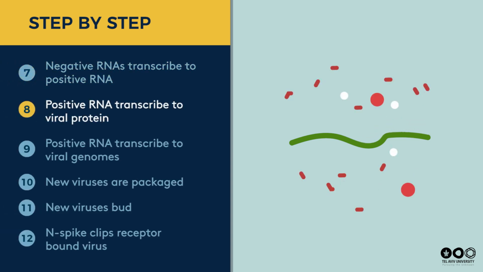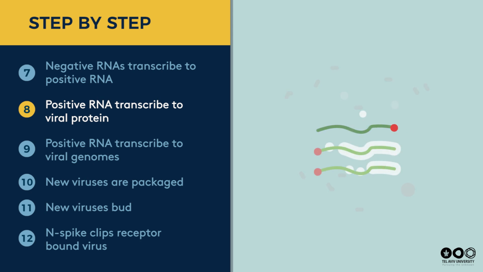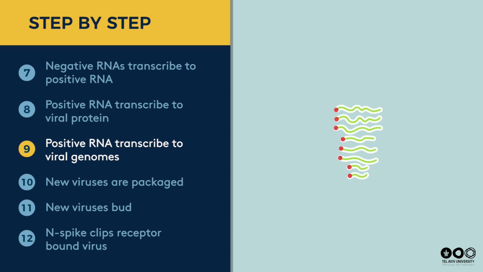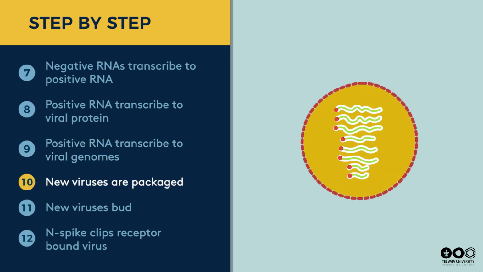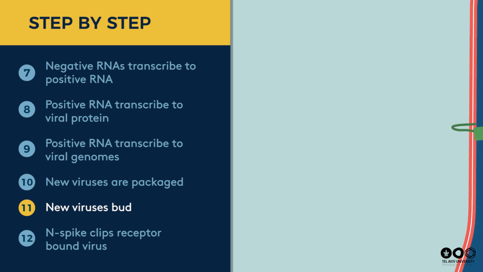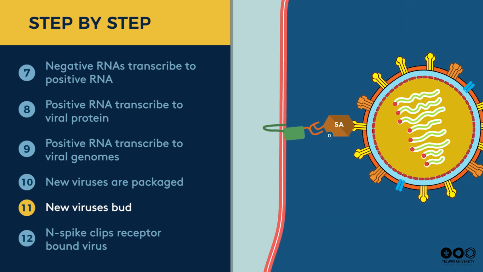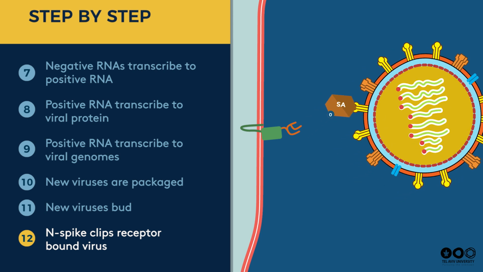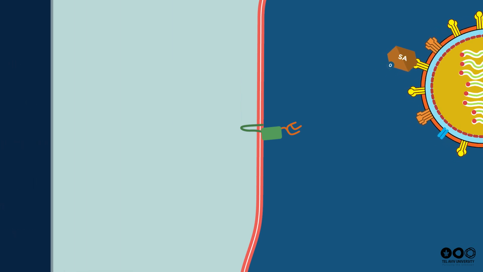The same positive RNA can also be transcribed to produce thousands of copies of negative strand RNA genomes that will be packaged into new viruses that bud from the cell surface. When the new virus buds, its H spike may still be latched onto the cell surface sialic acid. In order to release the new viruses to the environment, it's the N spike that clips the receptor bound to the H spike and thus allows the virus to move on, seeking new targets to infect.